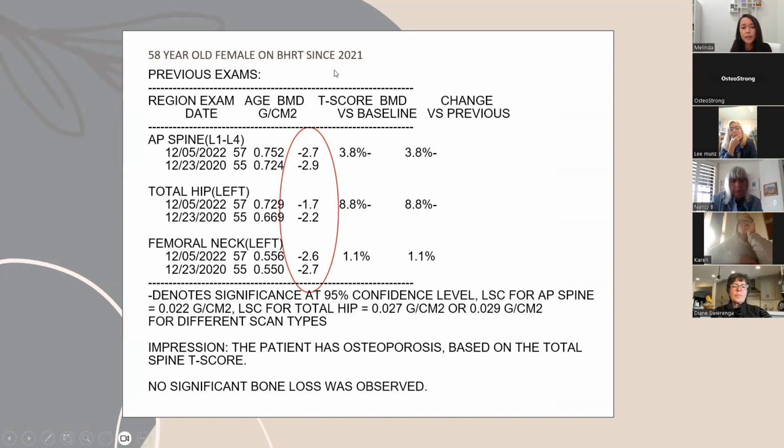A 58-year-old female on hormones since 2021. So she started younger. She was 56 when she started the hormone therapy, but at her first DEXA at age 55 in 2020, she already had osteoporosis. So checking your first DEXA at a younger age is definitely worthwhile, even if the insurance doesn't cover it, because you see she already has osteoporosis. And so then she started the hormones following this report and improved to negative 2.7, improved from negative 2.2 to negative 1.7, and then from negative 2.7 to negative 2.6.